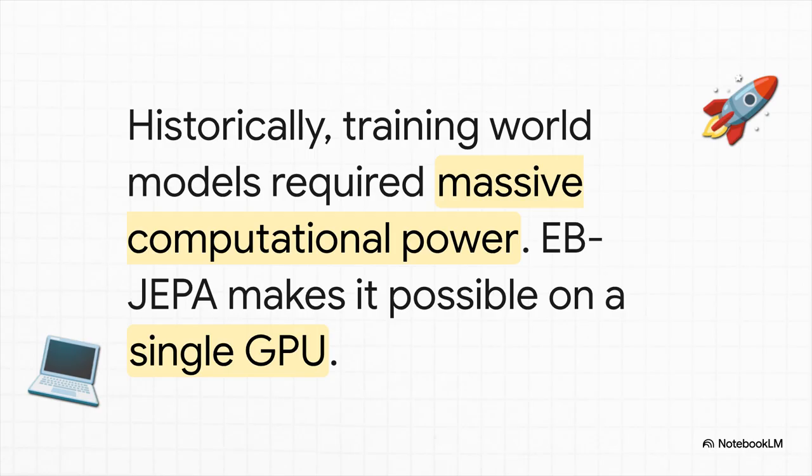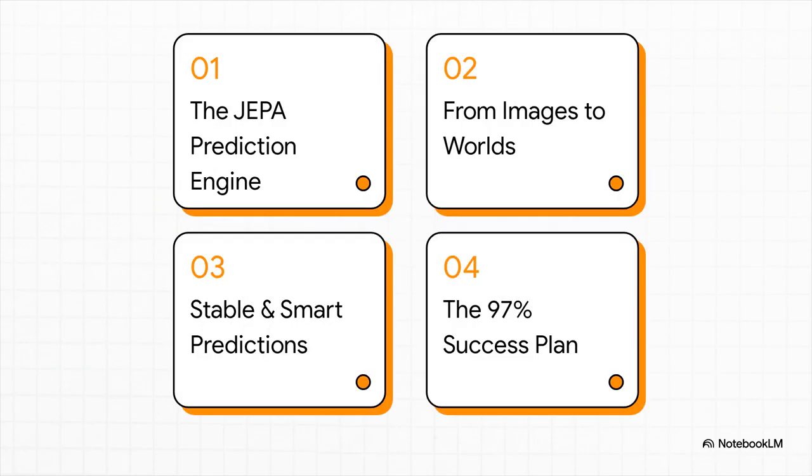There's a new open-source library called EB-JEPA, and it is a total game-changer, making it possible to train and play around with world models using nothing more than a single GPU. So how in the world does this work? We're going to break it down into 4 main parts.